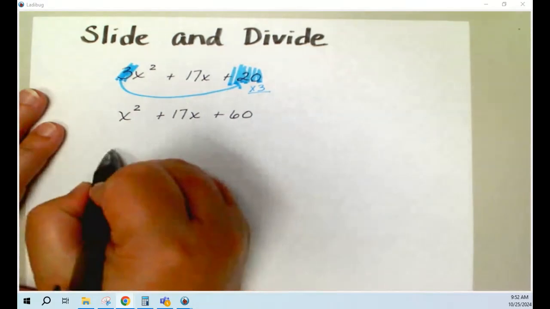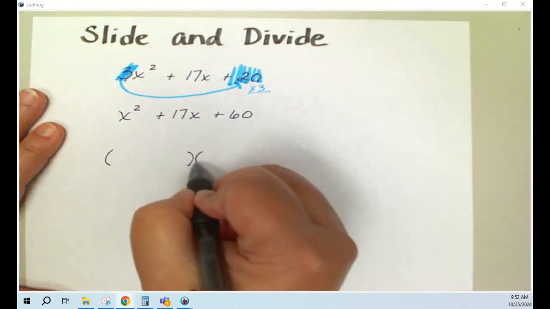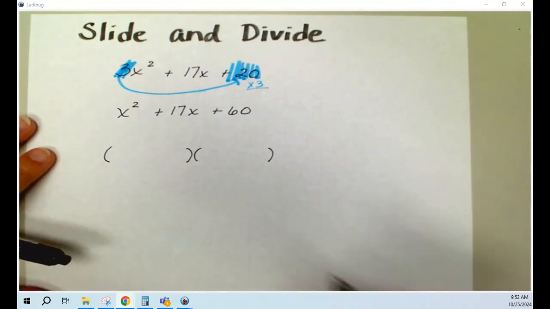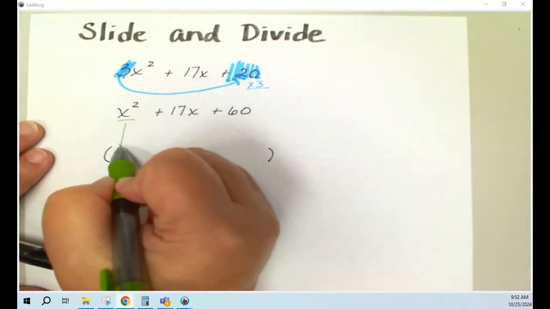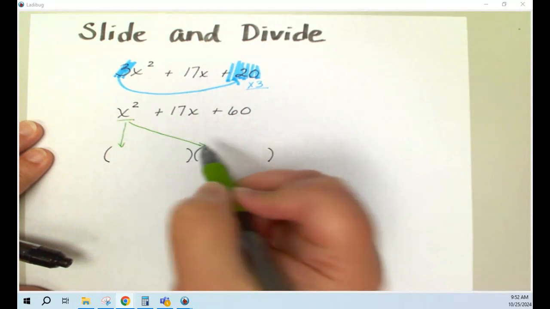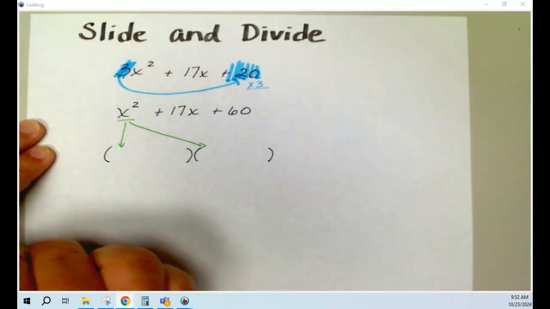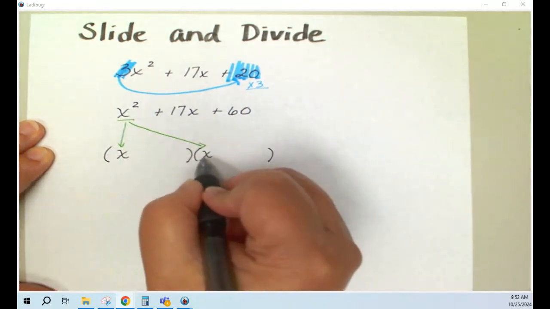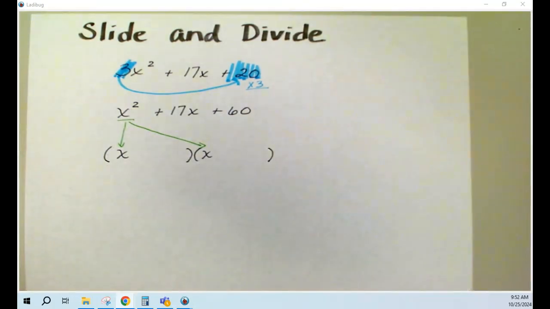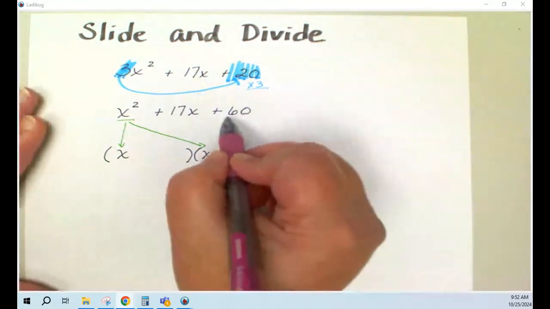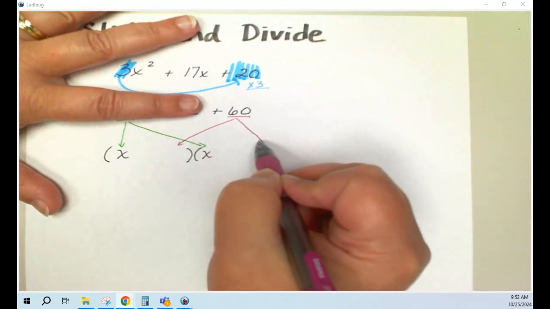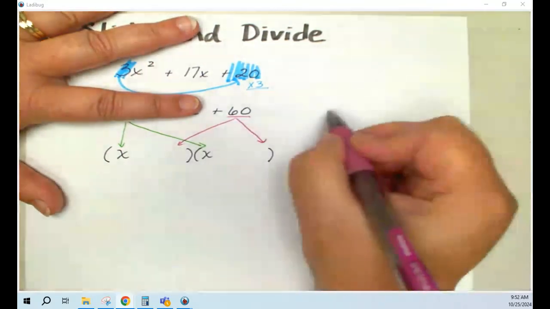Okay? And so we're going to think about FOIL. So we're going to go automatically to our 2 sets of parentheses. We're going to start with our first term because that comes from multiplying the 2 front positions together. And so remember, with x squared, we always split that up evenly as our x times x. Then we're going to skip all the way over to the last term, which is 60. And that's going to come from multiplying the 2 back positions together.